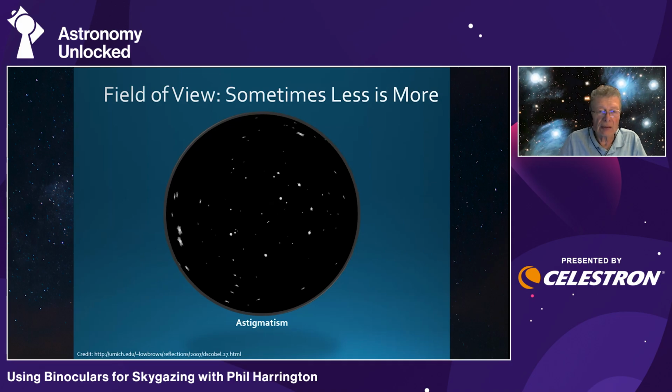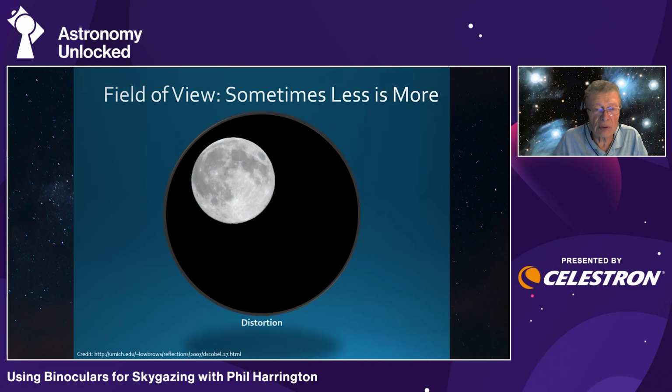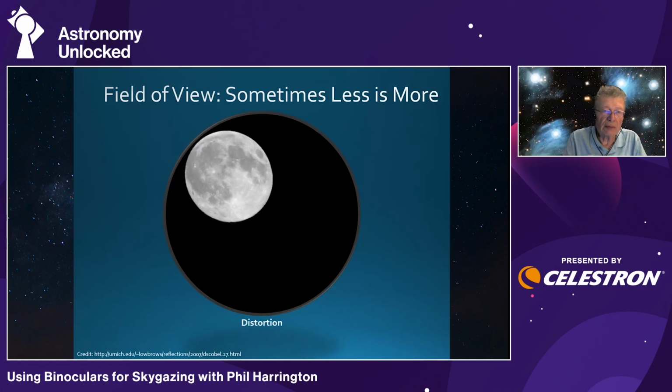Things to look for when judging if a binocular is suitable for astronomical viewing, because you want sharp points of stars all across the field of view. At the same time, distortion. Put the moon toward the edge of the field. Is it round like this, or does it appear rather oval? That's distortion because of the optical system of the binocular.